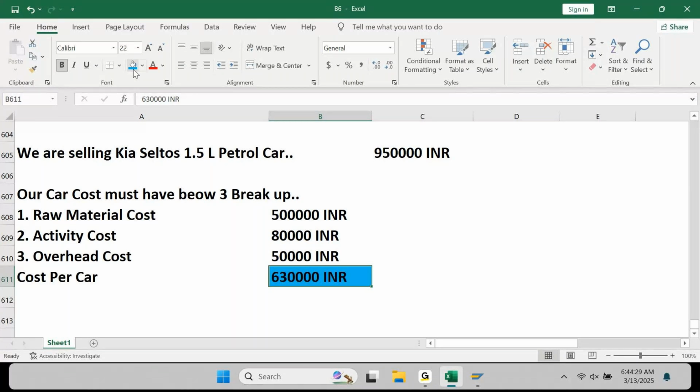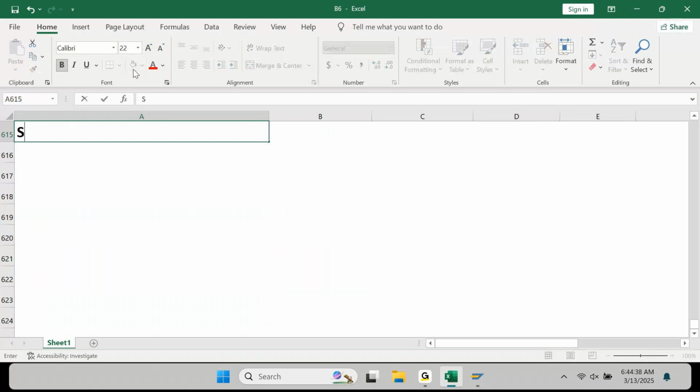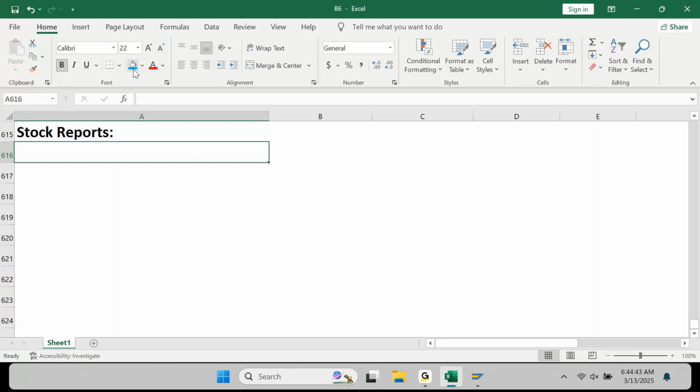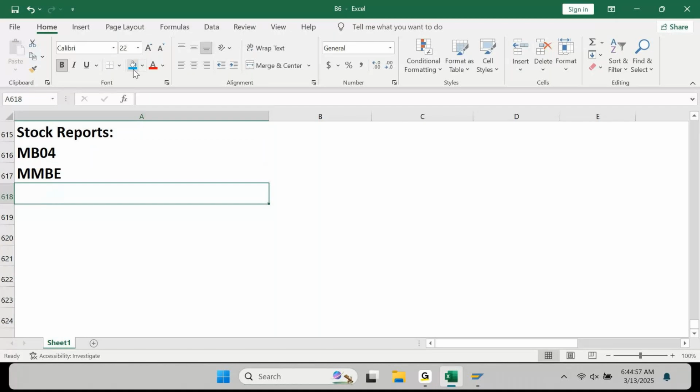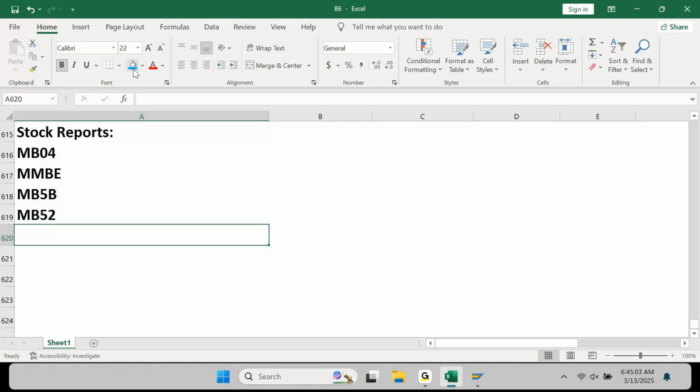Now you need to understand how to check my stock. When you know that you need to have stock, you need to understand stock reports. There are certain standard transaction codes to verify the stock balances and availability: MD04, MB5B, MMBE, MD04.